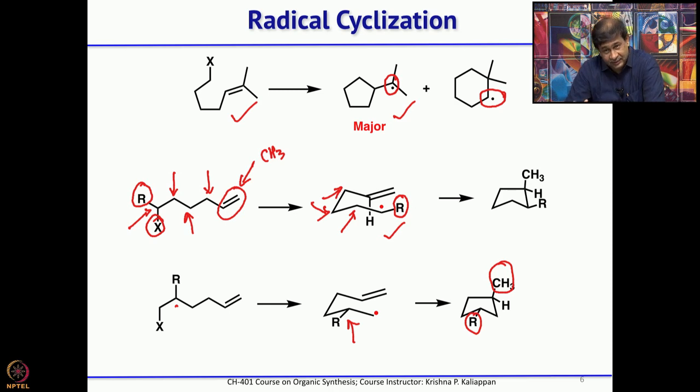You will also get the other product. In this case you will get trans, in this case you will get cis also. But these are the major regio and stereochemical outcomes. The regiochemical outcome is based on the stability of the radical, whereas the stereochemical outcome is based on putting the alkyl group or substituent in the equatorial position, drawing the chair-like conformation, and then seeing the final outcome.